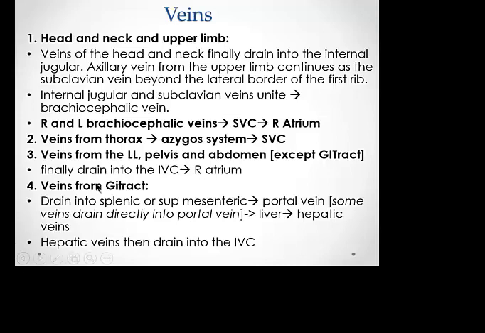So from the GI tract, the veins, instead of going into the IVC directly, drain into what is called the portal vein, also known as the hepatic portal vein. They either drain directly, as we'll see, into the portal vein, or they drain into the splenic and superior mesenteric veins, which form the portal vein. From the portal vein they go to the liver, where all the nutrition is processed. Then from the liver, hepatic veins start, and hepatic veins drain into the IVC, and then the IVC goes to the heart. Okay? So let's take a look at these.